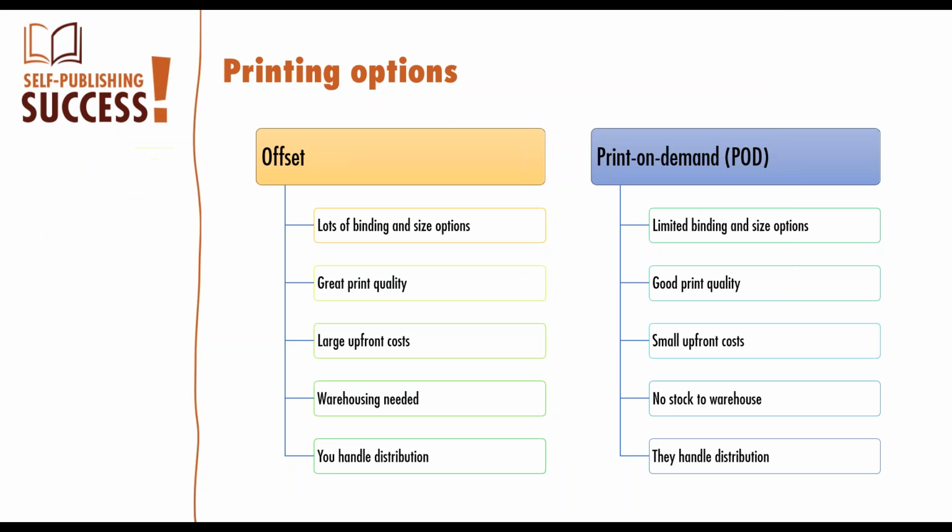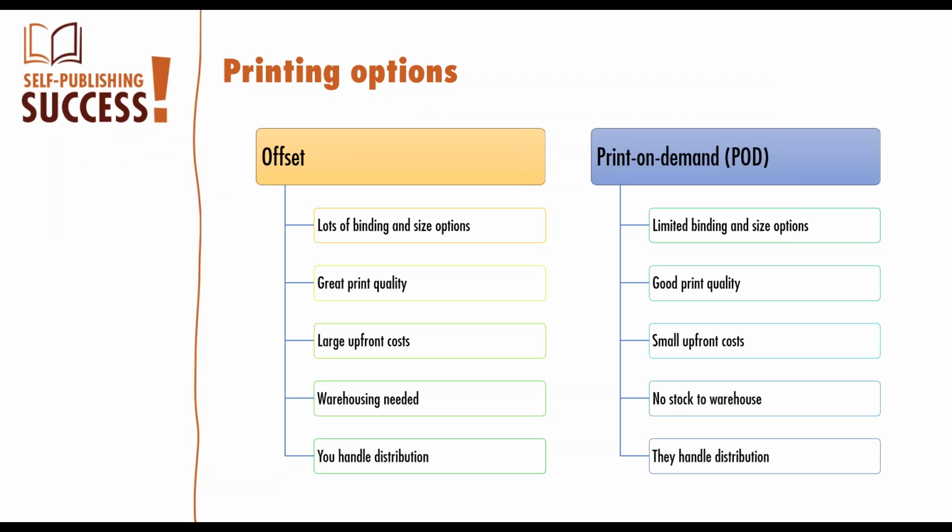Offset printing downside, large upfront costs. You can't just go get 5 books printed. You have to pay a huge fee up front to get, like, 500, 1,000, or 5,000 books printed. Whereas with print on demand, there are options where you can get set up and get in the system for free. There are places that have very small upfront costs.